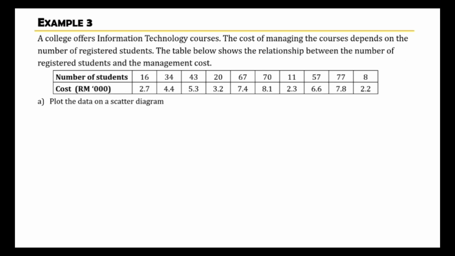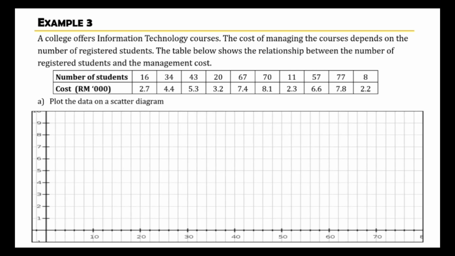Example 3. A college offers information technology courses. The cost of managing the course depends on the number of registered students. The table below shows the relationship between the number of registered students and the management cost. So A, plot the data on a scatter diagram. So first we have number of students 16 means x equal to 16, cost is 2.7 thousand ringgit, and so on.